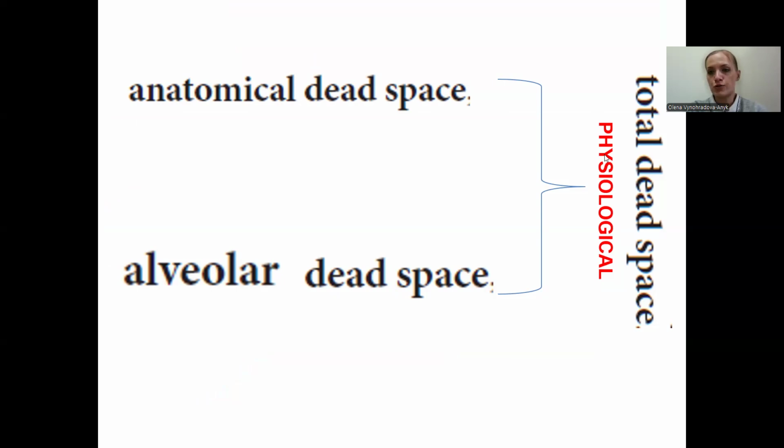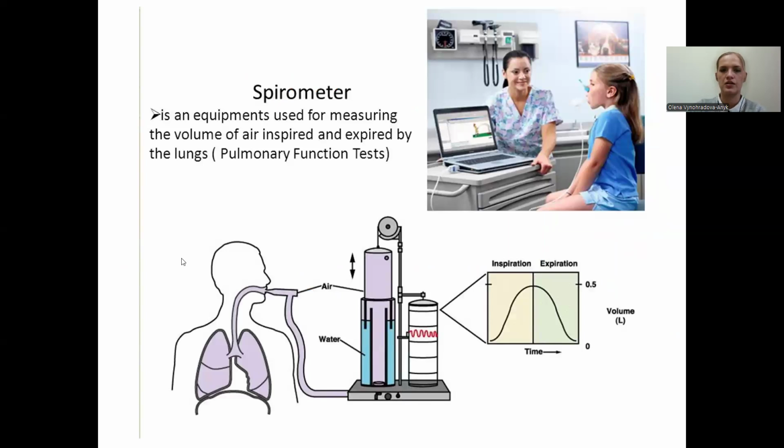Also important to know about total dead space. Dead space is some amount of volume which is not involved in the process of gas exchange. Total dead space consists of anatomical dead space and alveolar dead space. This volume is named physiological dead space, so it means the normal amount of volume which is not involved in the process of gas exchange.